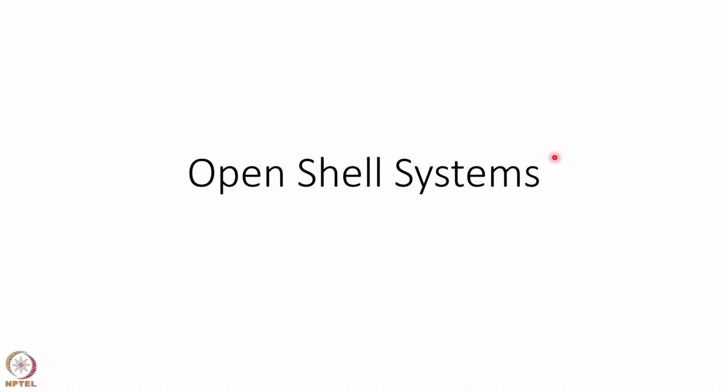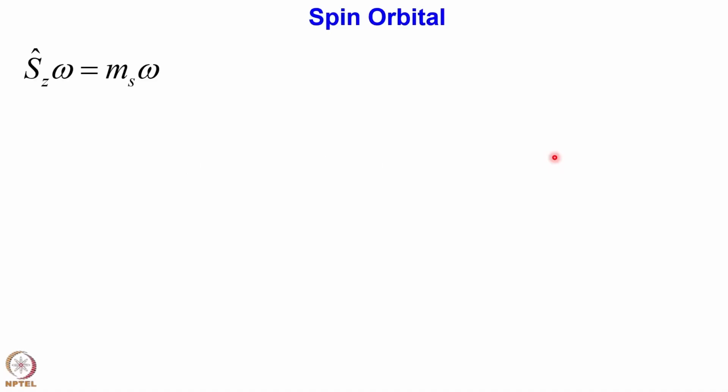Hello, in this lecture we are going to learn about open shell systems. Open shell systems are generally more complicated than the closed shell system where all the electrons are paired, but it also gives the most interesting chemistry. Many of the interesting chemical processes actually happen involving open shell systems.